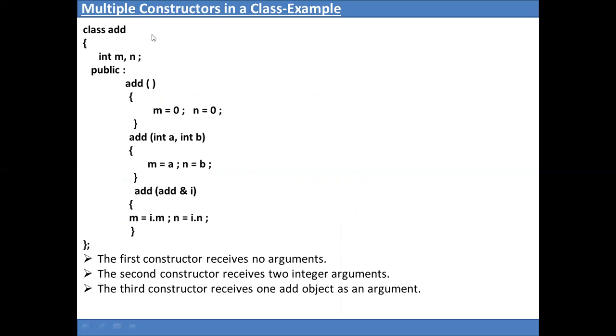Example of multiple constructor: class name add, the same name add in member function is called constructor. Constructor 1, constructor 2, constructor 3, same name. Constructor 1, no argument. Constructor 2, two arguments. Constructor 3, object is passed.